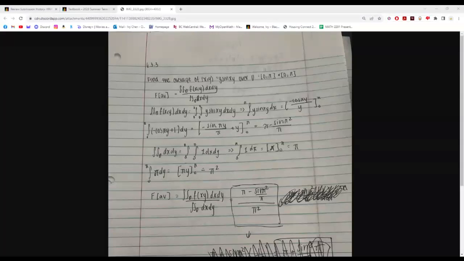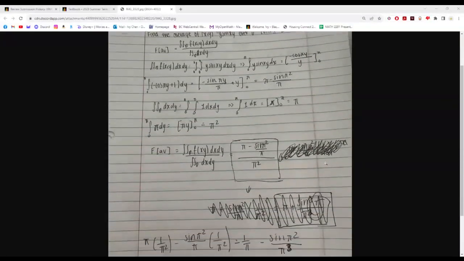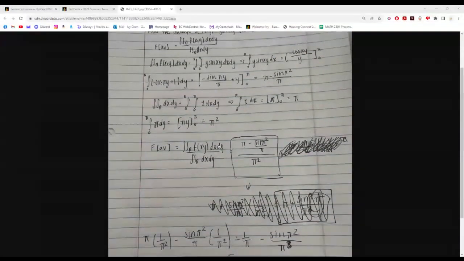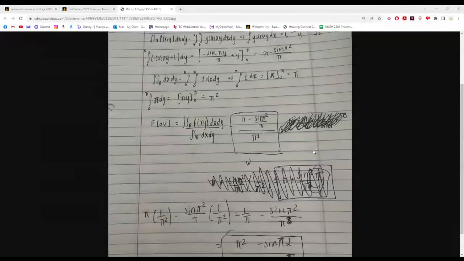We're done with the numerator, so now we have to calculate the denominator. And for the denominator, we get pi squared at the end when we find both integrals. So after that, we just plug the numerator and denominator into the equation. We get pi minus sine pi squared over pi squared.